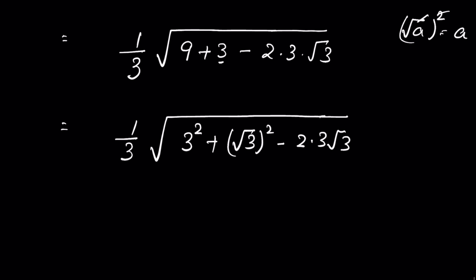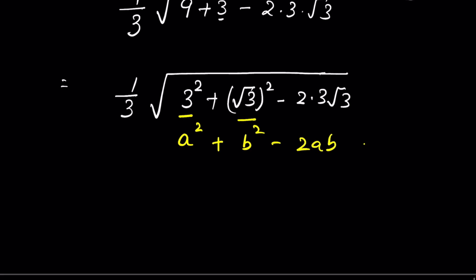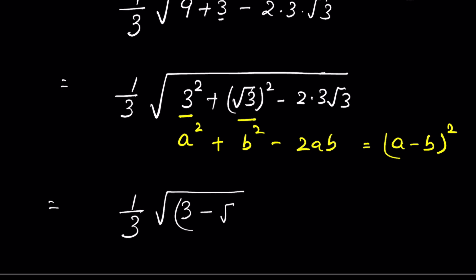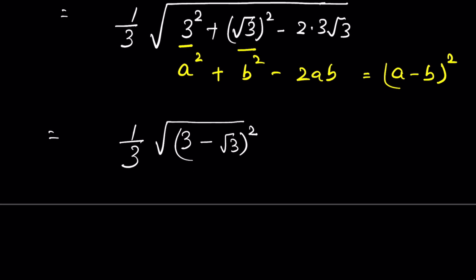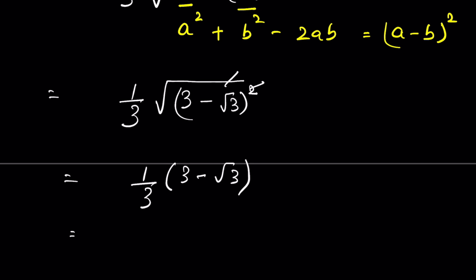Now if you consider 3 as a, square root of 3 as b, then this is in the form of a square plus b square minus 2ab. This is an algebraic expression, so a minus b whole square. So this we can write as 1 upon 3 then times 3 minus square root of 3 whole square. Now remove the square root with this square. So it is 1 upon 3 times 3 minus square root of 3, or it is 1 upon 3 times 3 minus square root of 3 upon 3.